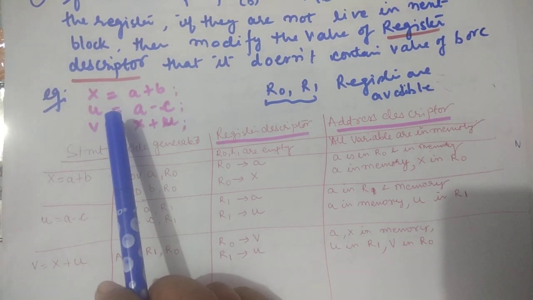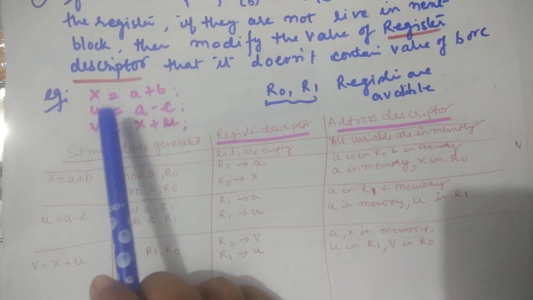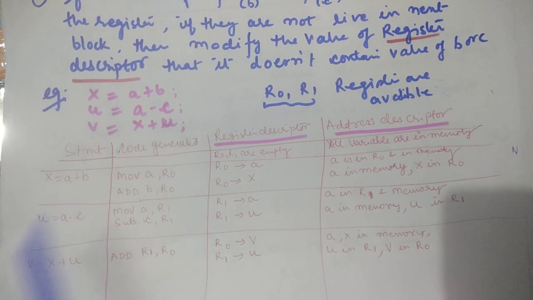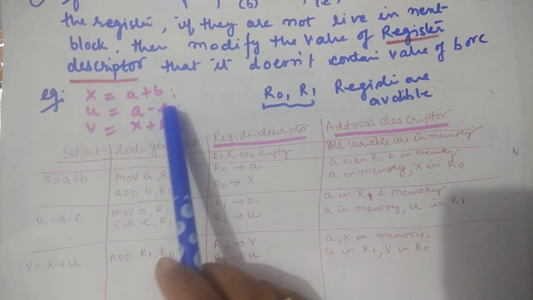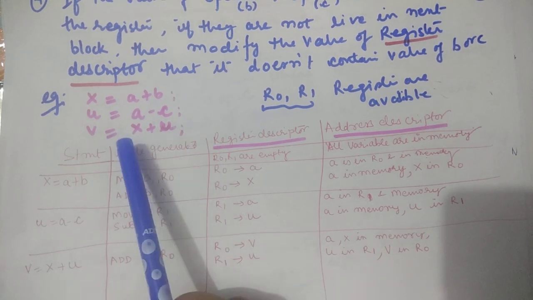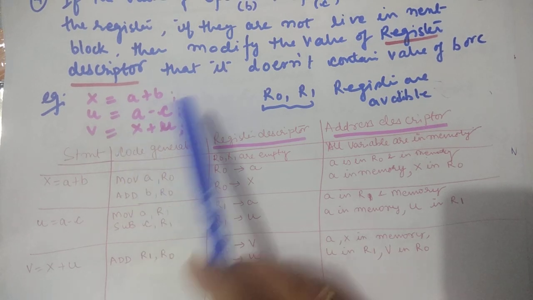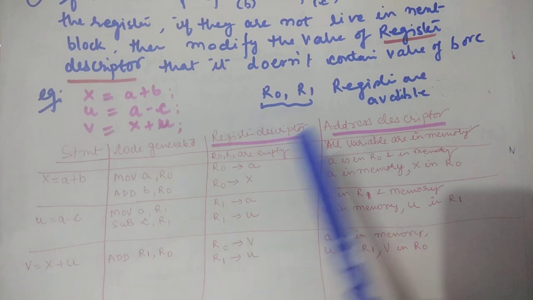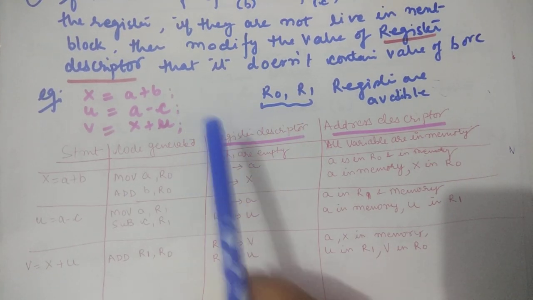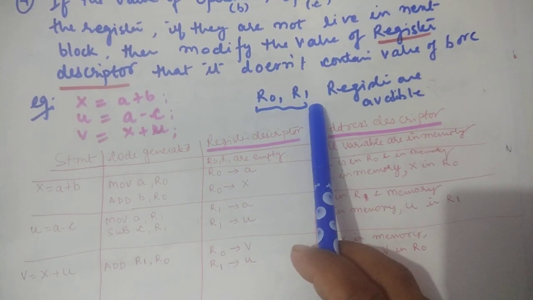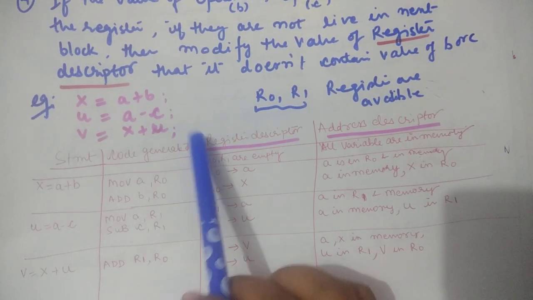Let's say we have 3 statements: x equals a plus b, u equals a minus c, v equals x plus u. These are the 3-address code. So how are we going to generate assembly code with the help of these 3-address code? First it will call your get register function. The get register function will find out and tell you that we are going to use 2 registers, R0 and R1, for these 3 statements.